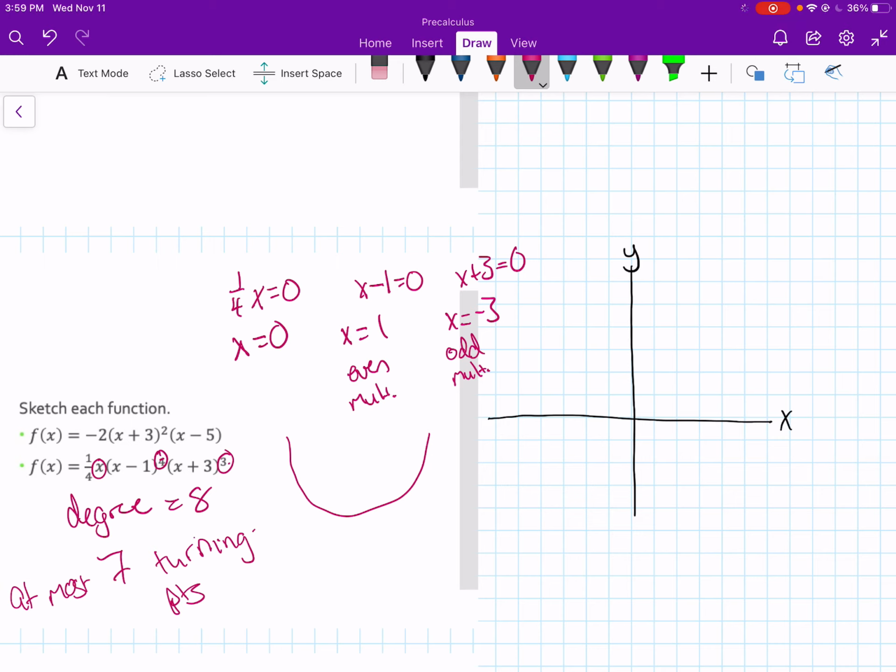So let's go and graph our intercepts. So we have 0, 1, and -3. I know it's got to come from down and have some sort of odd multiplicity through -3. It goes through 0 just like normal, so it's going to go up. And then it has an even multiplicity at 1, so I'm going to make it bounce off and then come right back up. So that's a very rough sketch of what this function could look like.